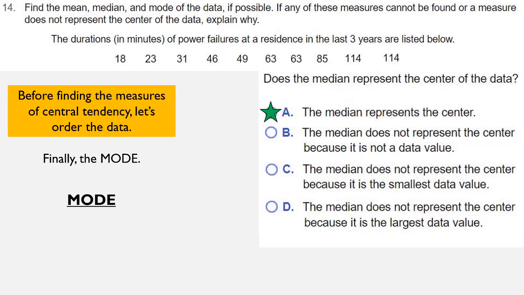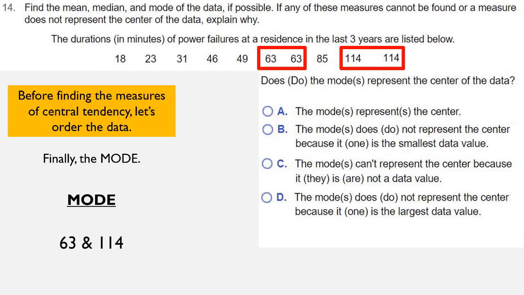Since we've put the data set in order, it's easy for us to see which data entries occur most often. This time, we have 2 data entries that occur more than all the others. That means this set is what's called bimodal. It has 2 modes. So the modes here are 63 and 114.